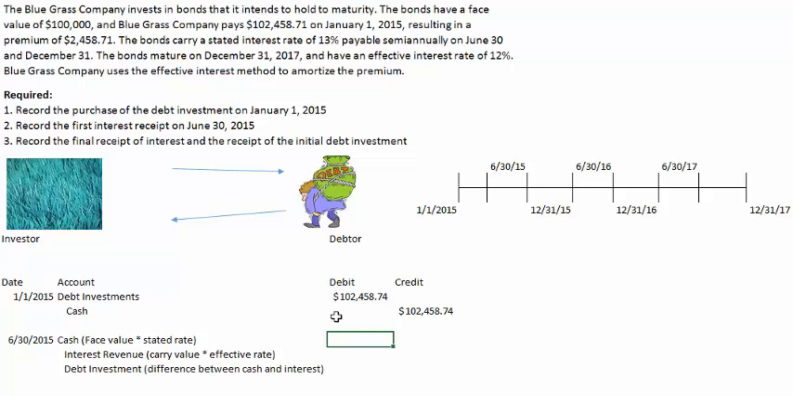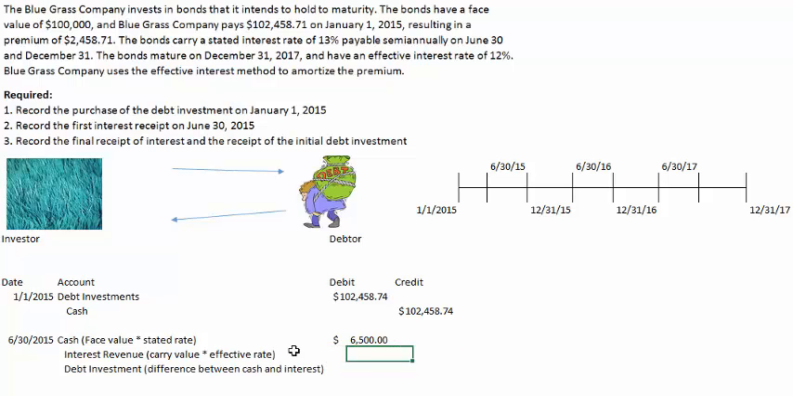So the amount they have to pay us is calculated as the face value of the bonds, which is $100,000 in this case, times the stated rate. That's the rate they've agreed to on the face of the bond, which is 13%. However, it's actually 6.5% because these bonds pay interest semi-annually, or twice a year. So they're going to have to pay us $6,500 here, here, here, here, here, and here, and that's what we're recording as the receipt of that cash.